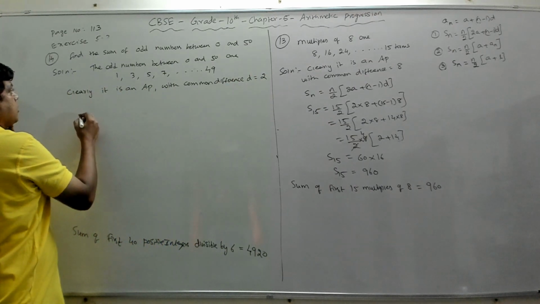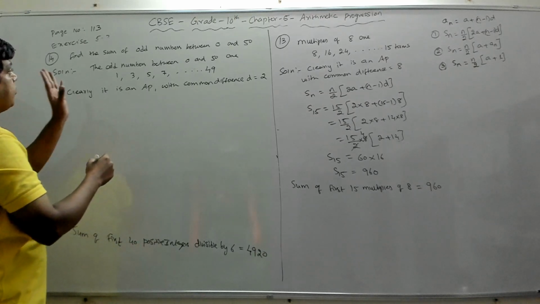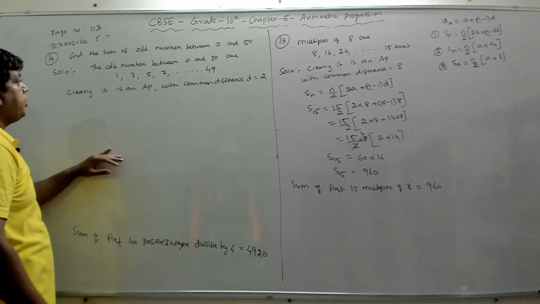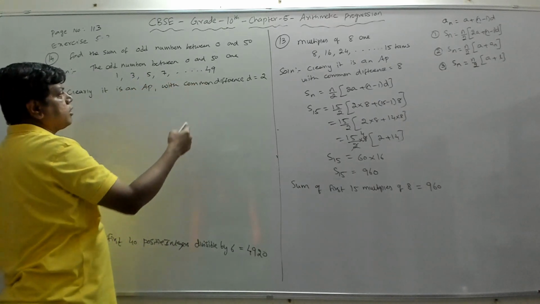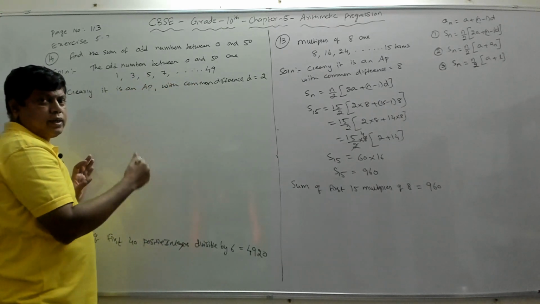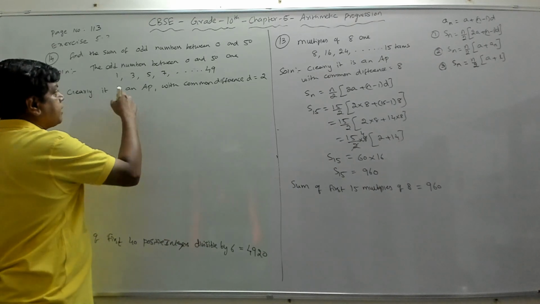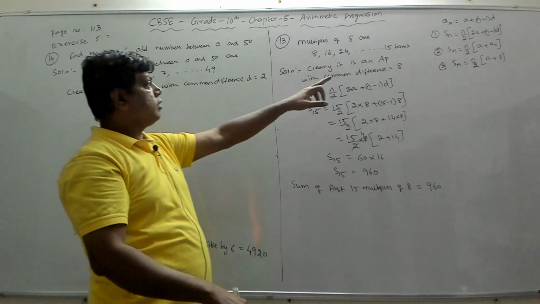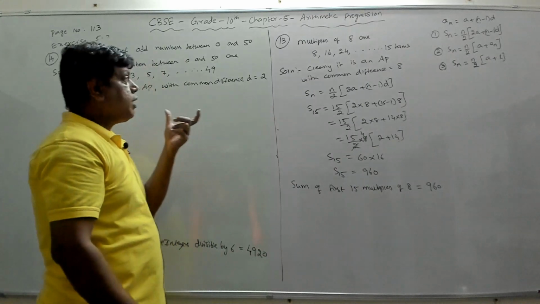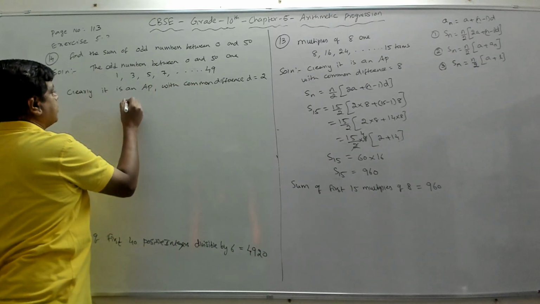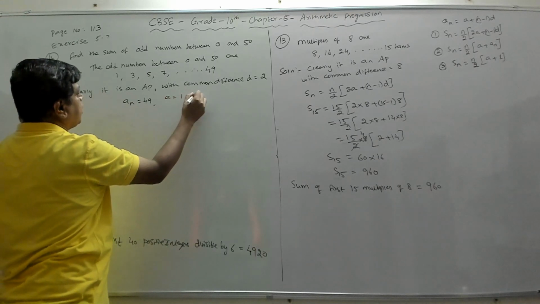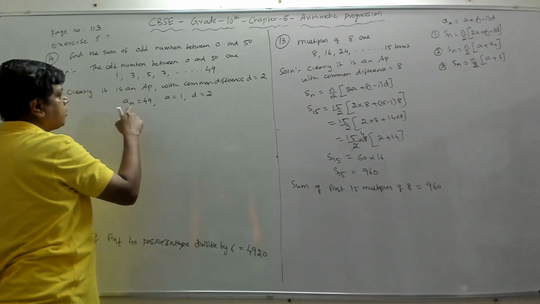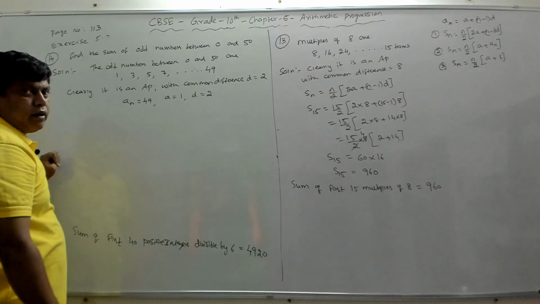Right? So we need to find the sum of these numbers. Now we need to know how many terms there are. This is 1, 2, 3, 4. First we need to know how many terms there are, only then we can find the sum. If you want to find Sn, we need to know N. So N we don't know. We'll call the last term An, which is 49, and the first term A is 1 and common difference D is 2. So from this we can find N, the number of terms.